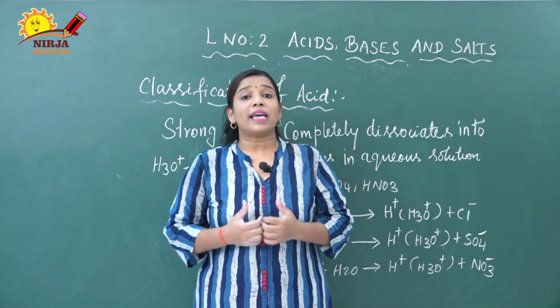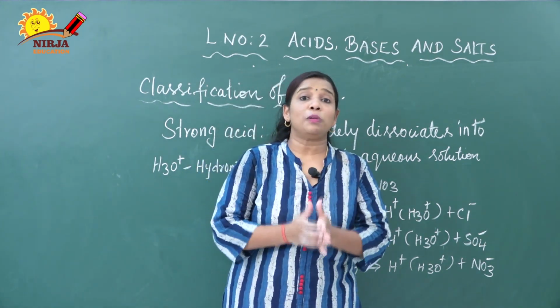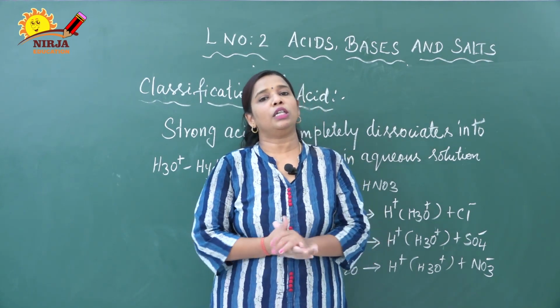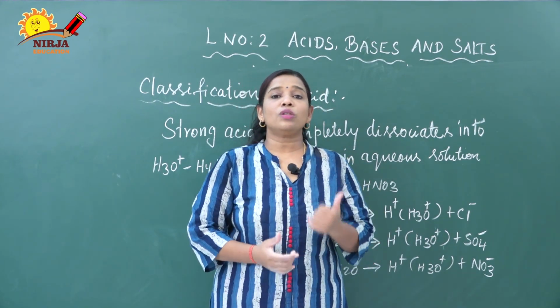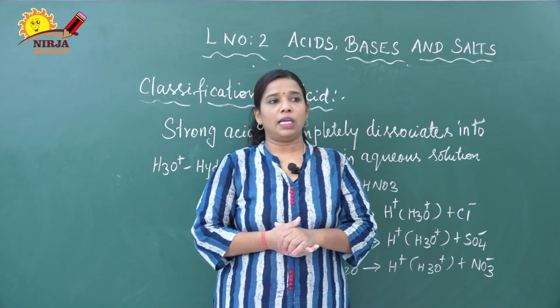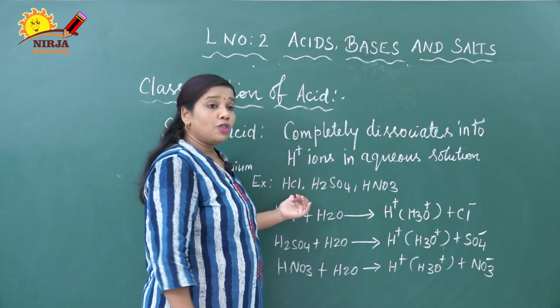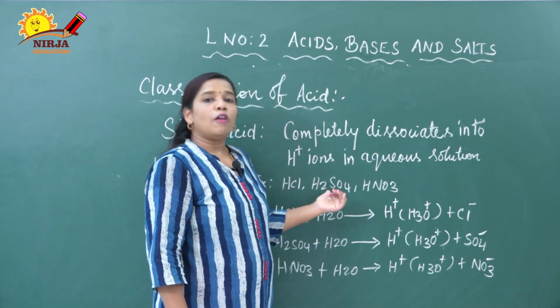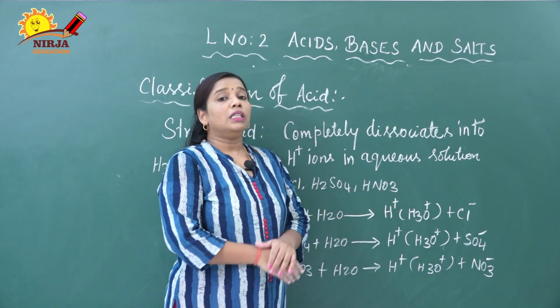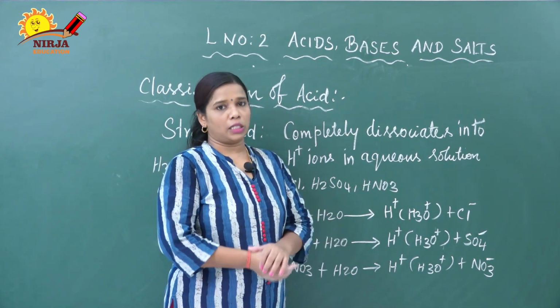So for a strong acid, what is the main character? The H plus ion is completely dissociated in aqueous solution. Those acids are called strong acids. Examples: HCl, that is hydrochloric acid, sulfuric acid and nitric acid. These are all examples of strong acid.